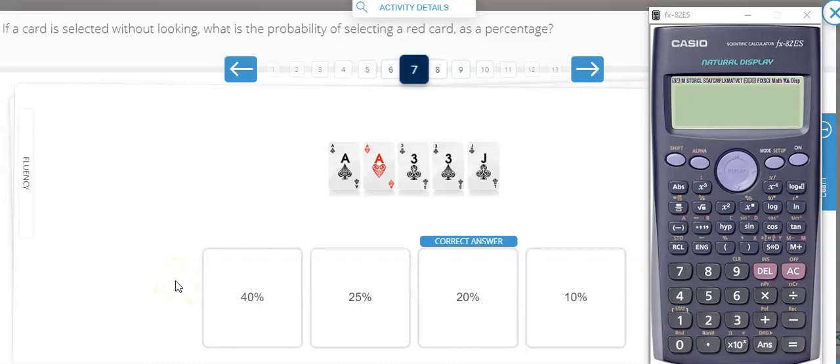Likewise, with this question here, if a card is selected without looking, what is the probability of selecting a red card as a percentage? So we put it in fraction form. There's 1 out of 5 cards all up that is red, and we want to get this as a percentage. Now we can press equals. What I'm going to do is I'm going to press across here, and I'm just going to times this by 100. Remember, when we're trying to find a percentage, regardless of whether it's in fraction or decimal form, you multiply it by 100 and that will give you your percentage. So in this case, it is 20%.